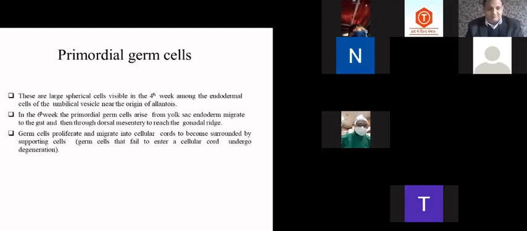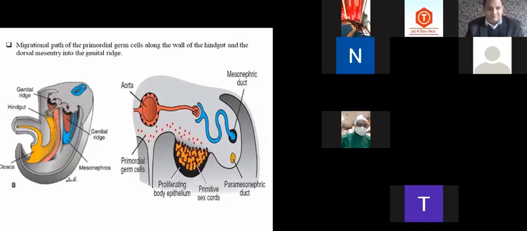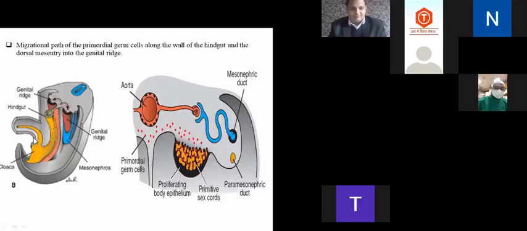Germ cells proliferate and migrate into the cellular cords to become surrounded by supporting cells. Germ cells that fail to enter a cellular cord undergo degeneration. So here we have shown the migrational path of the primordial germ cells along the wall of the hindgut and the dorsal mesentery into the genital ridge.